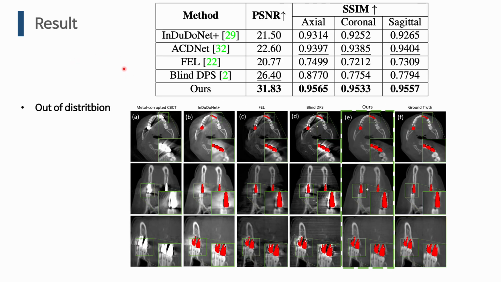And these are the out-of-distribution results. Existing 2D-based MARs, such as DuDoNet++ and ACDNet, are not bad in quantitative results, but when looking at the visualized results, we can see that generalization is not well done, and FEL and blind DPS are not good either, numerically or visually. On the other hand, ours is superior both numerically and visually compared to the baseline models.